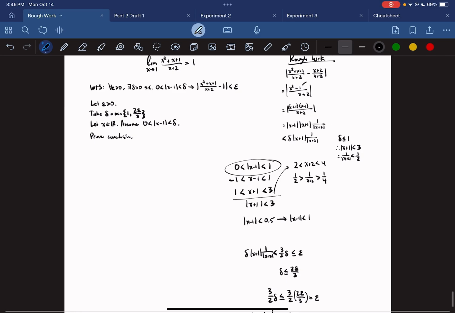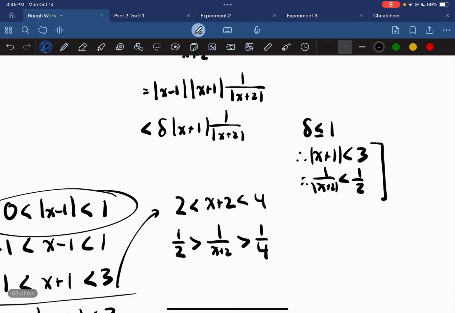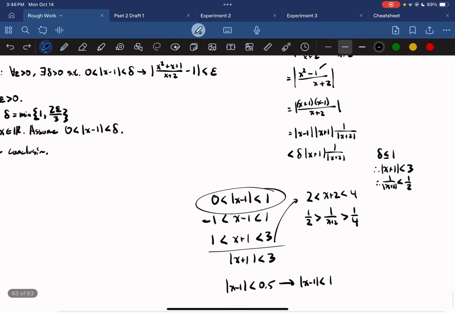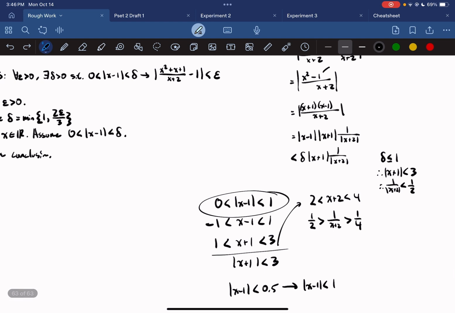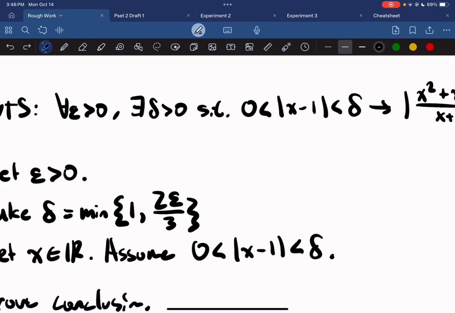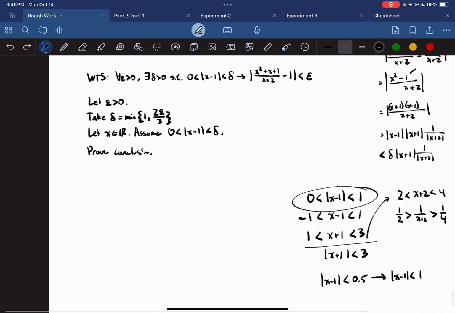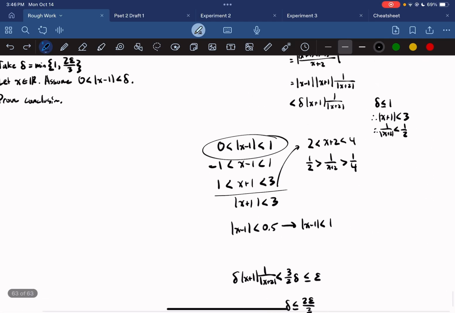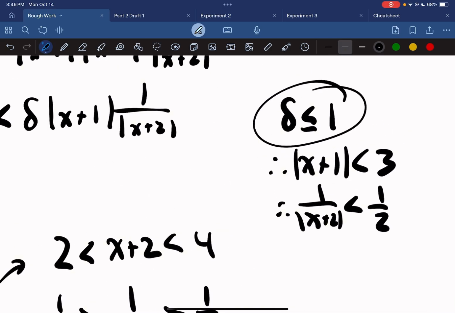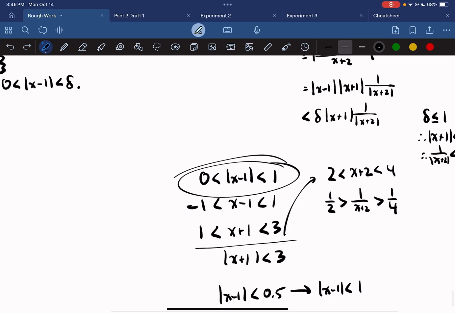And now I will explain why this works. We've shown that when delta is less than or equal to 1, we know these statements are true. So if 2 epsilon over 3 is greater than 1, because epsilon is arbitrary, epsilon could be a million. Even if epsilon is a million, we're still taking 1 as the value. And if we know that 1 is the minimum value, then we know this is true. We know delta is less than or equal to 1. In this case, it's literally just 1. Which means we know this is also true.